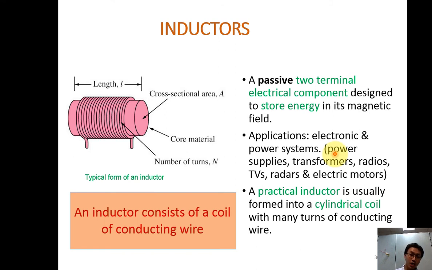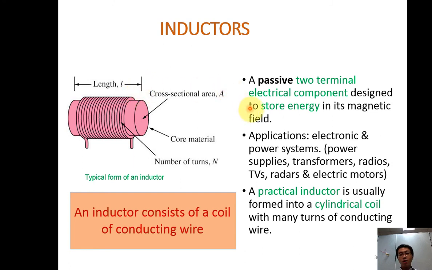So let's come to the inductors. This is the inductor, a typical form of inductor. An inductor consists of a coil of conducting wire, which means it is one wire only, but we coil it together. Then inside it has a cross-sectional area, the material we are using, and the number of turns. Then we have the length as well.